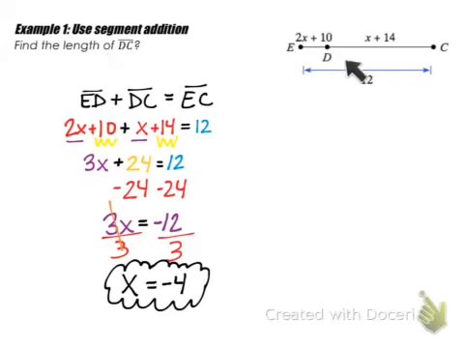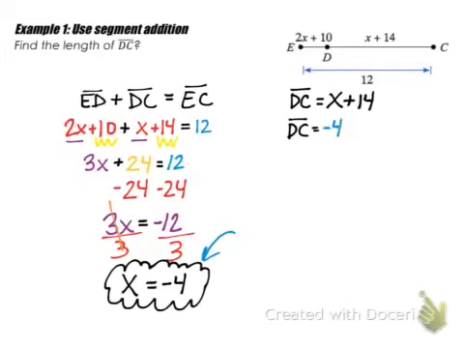So to find the length of DC, we write down that DC is equal to x plus 14. And we just figured out what the value of x is. So we substitute in the value of x into our expression for DC. We can say DC is equal to negative 4 plus 14. DC is equal to 10. So that's the length that example 1 wants us to find.